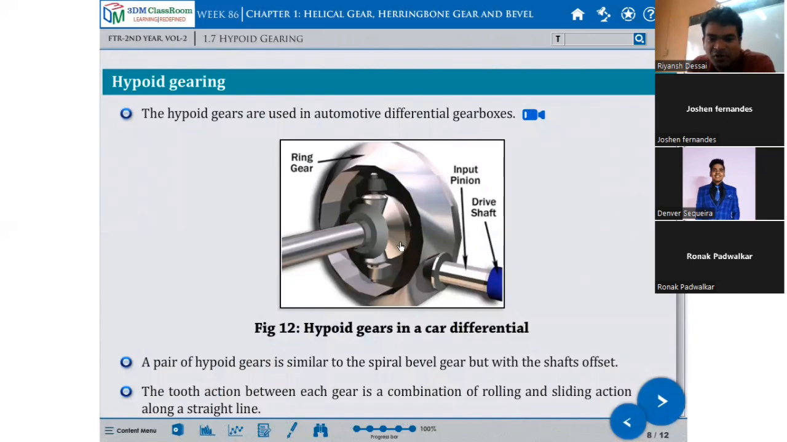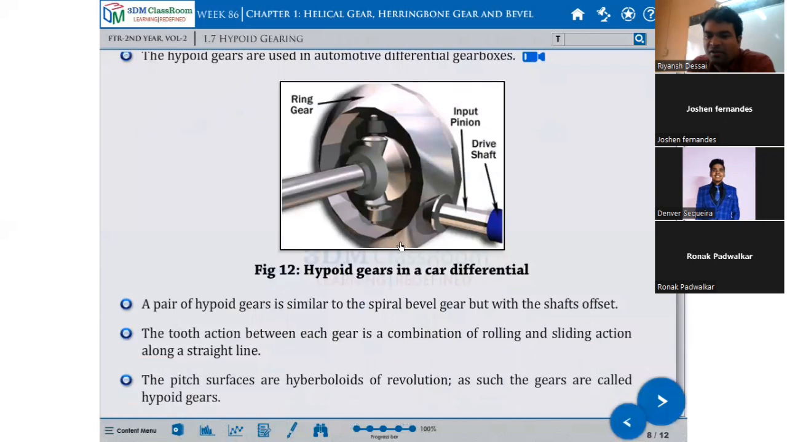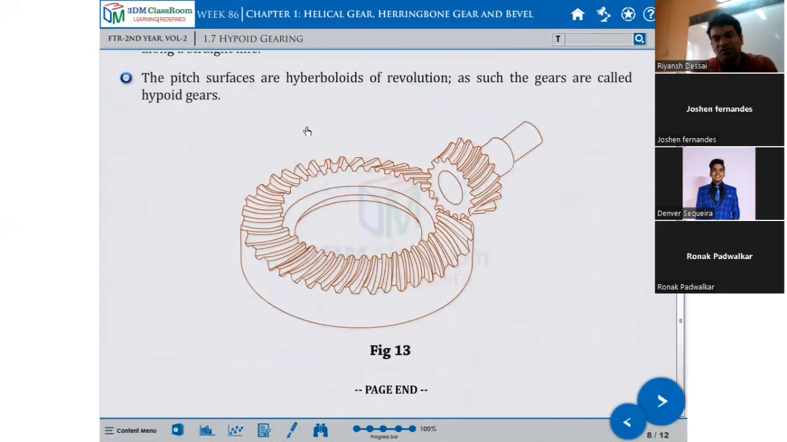A pair of hypoid gears is similar to the spiral bevel gear, but with the shafts offset. The tooth action between each gear is a combination of rolling and sliding action along a straight line. The pitch surfaces are hyperboloids of revolution, and such gears are called hypoid gears. So this is the picture of that.